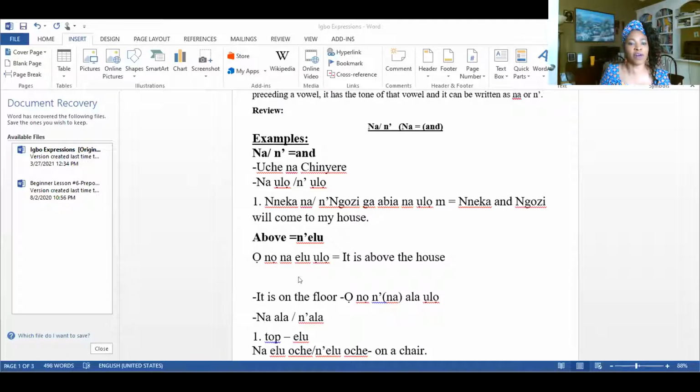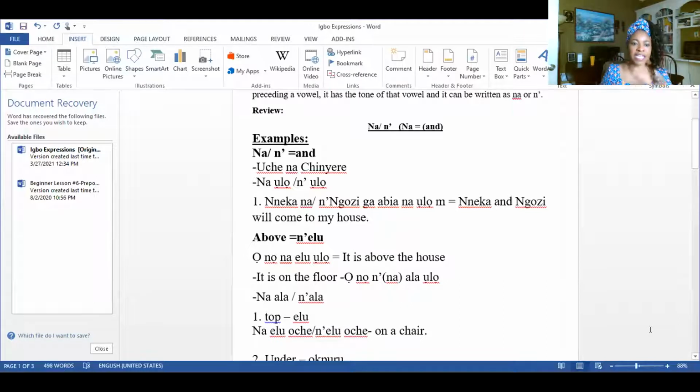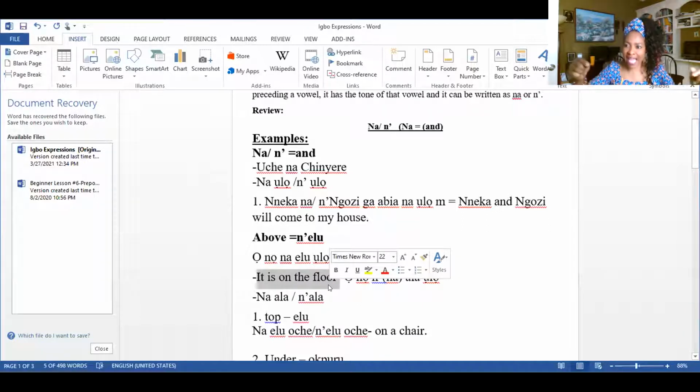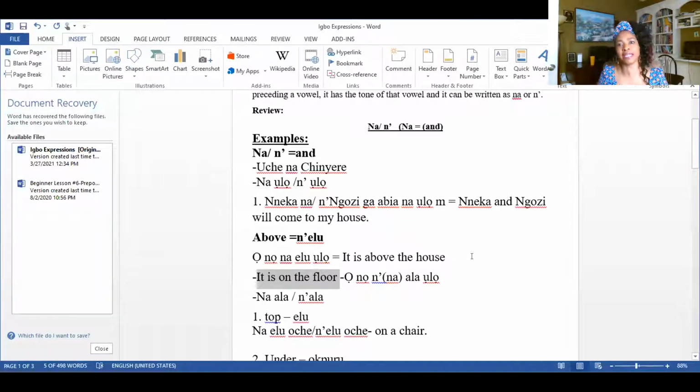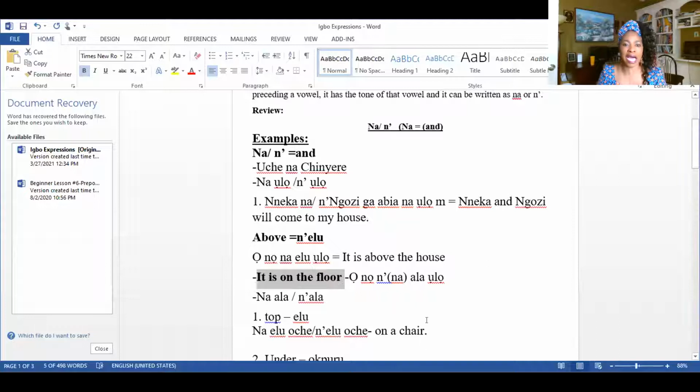Now let's go over here. It is on the floor. Onona ala ulo. See that? It is on the floor. Onona ala ulo. Floor means ala ulo. The floor is called ala ulo. Don't forget that. You need to know these words, because when you're making sentences, you need to use all these keywords to make your sentence. Onona ala ulo. Ala ulo.